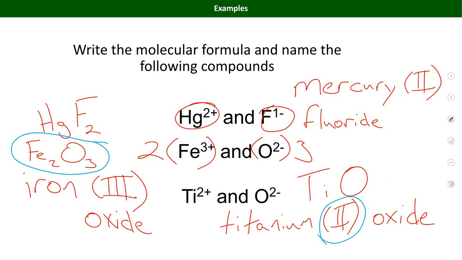Or people always want to say, like, di-iron trioxide. Don't do that. We only use those prefixes when we have a covalent compound, which we'll add next week. All right, so no prefixes. Always just with these two systems.